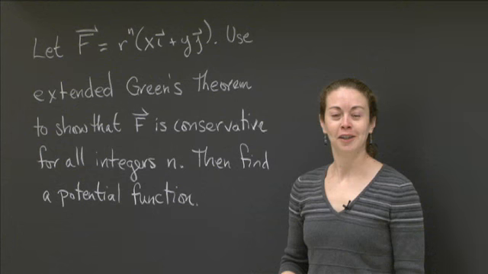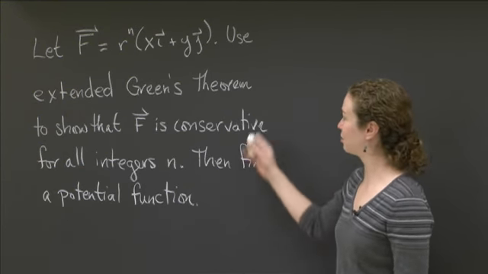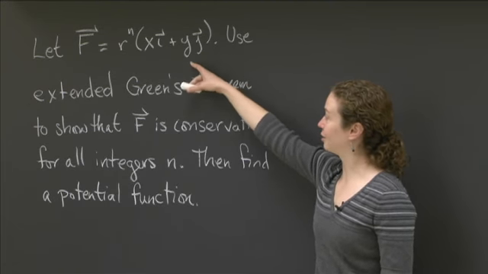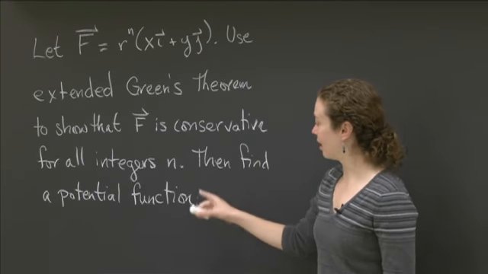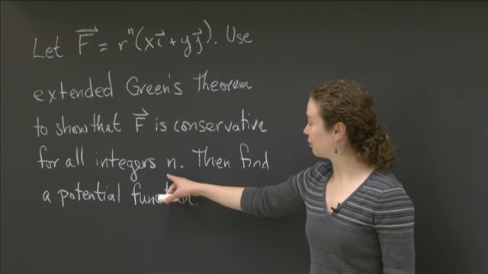Okay, welcome back. So again, what was the point of this video? We want to do two things. We want to work on two problems. The first is show that this vector field f I've given you is conservative, and then we want to find a potential function. And we want to be able to show it's conservative for all integers n.